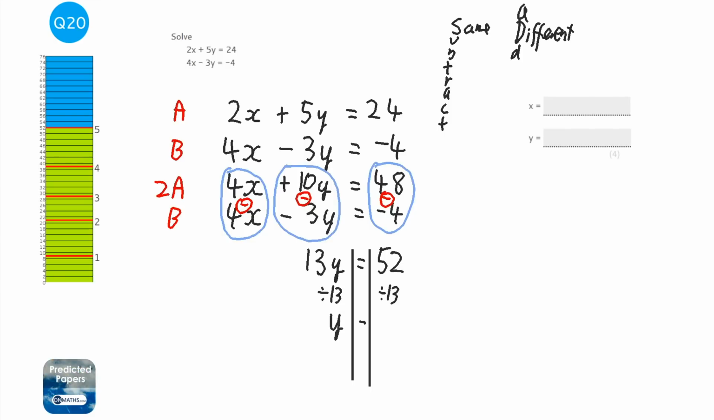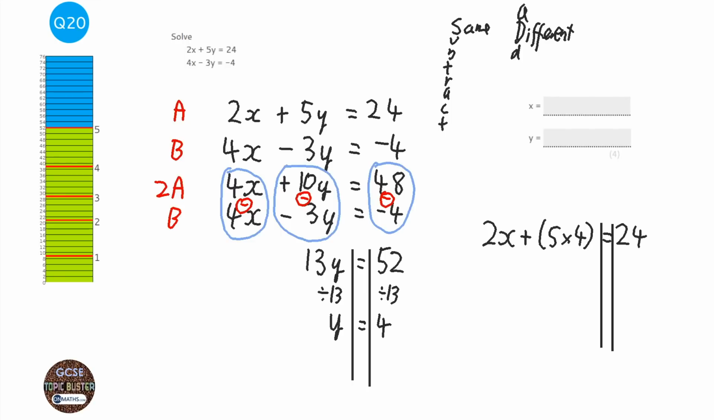So we've got y equals, I think it's 4. So 4 times 13 is 52. So yeah, y equals 4. Then I'm going to pick one of the equations from the question and I'm going to substitute the 4 in. I'm just going to pick the top one. So 2x plus 5 times 4, because we know that y is 4, equals 24. And again, put my lines in.